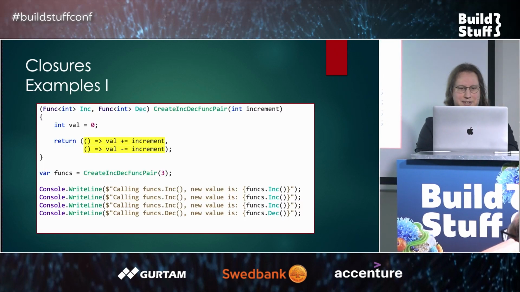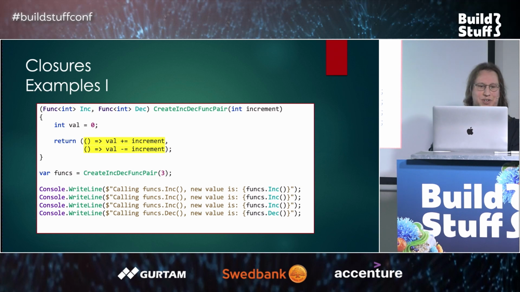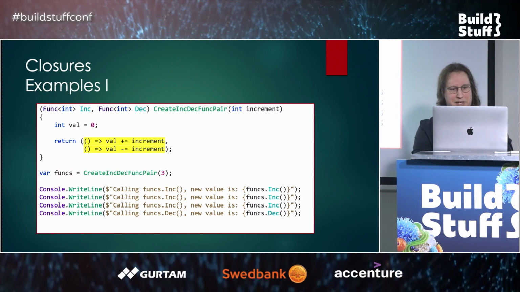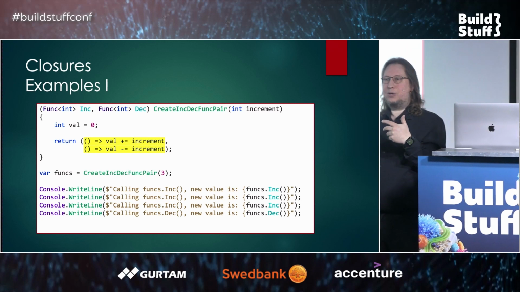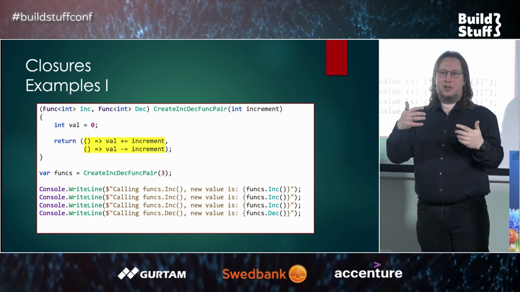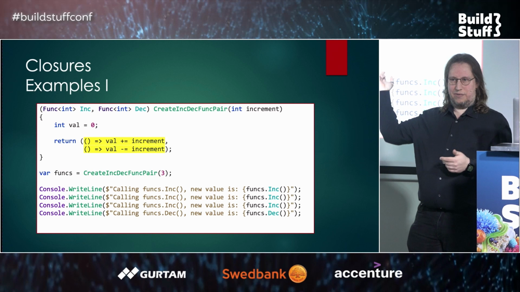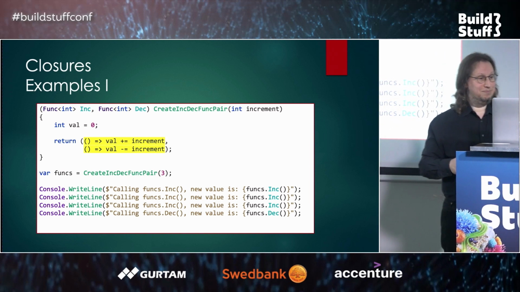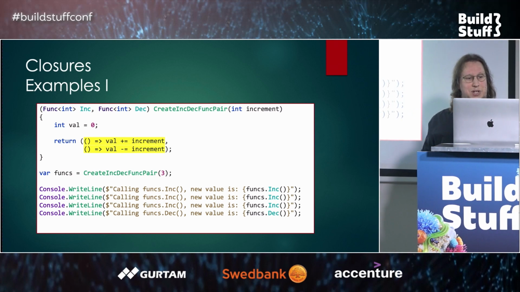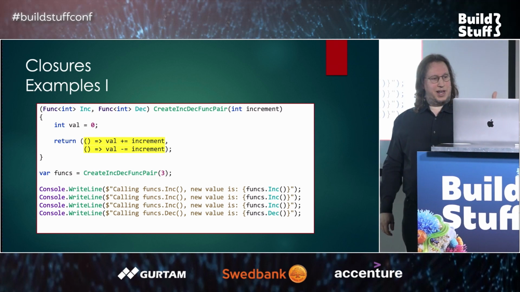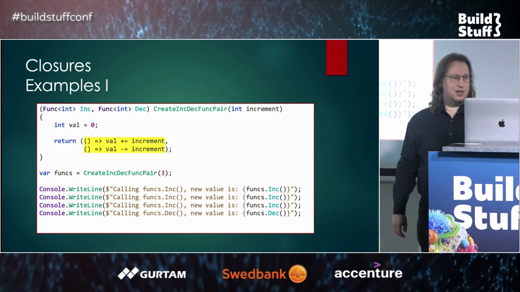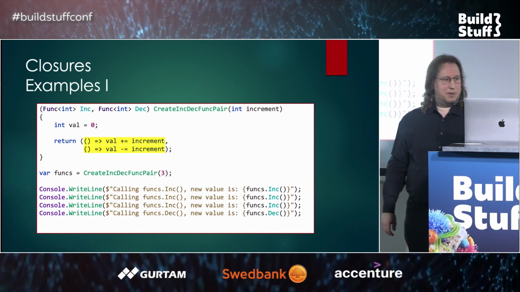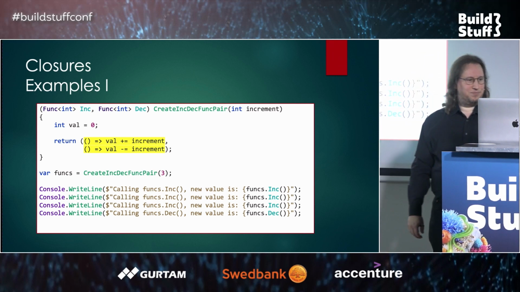I have this create increment decrement function pair method that returns a tuple of two Funcs of int and takes an increment. The idea is here I have a pair of functions. They operate on the same variable and they increment and decrement it by whatever increment you set, just to illustrate this concept. Otherwise, it's pretty useless. So in this function, I have a val. I initialize it with 0, and then I return two anonymous functions. One just says val plus equals increment. The other one says val minus equals increment.